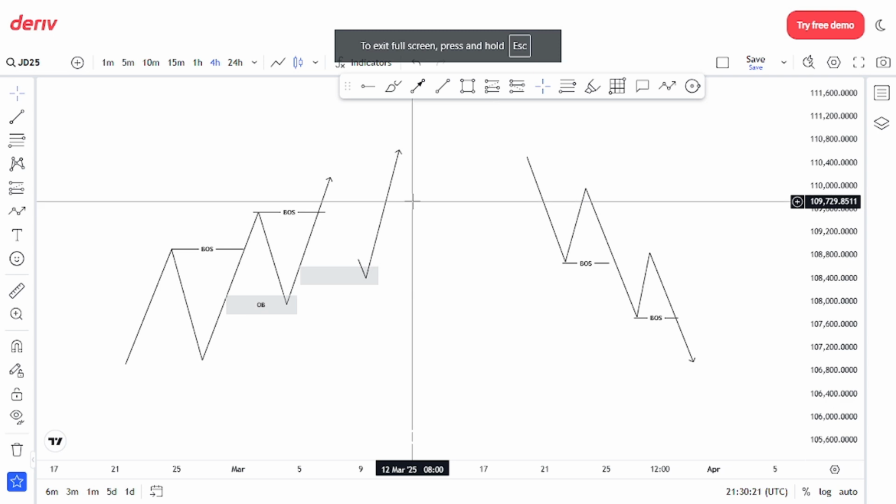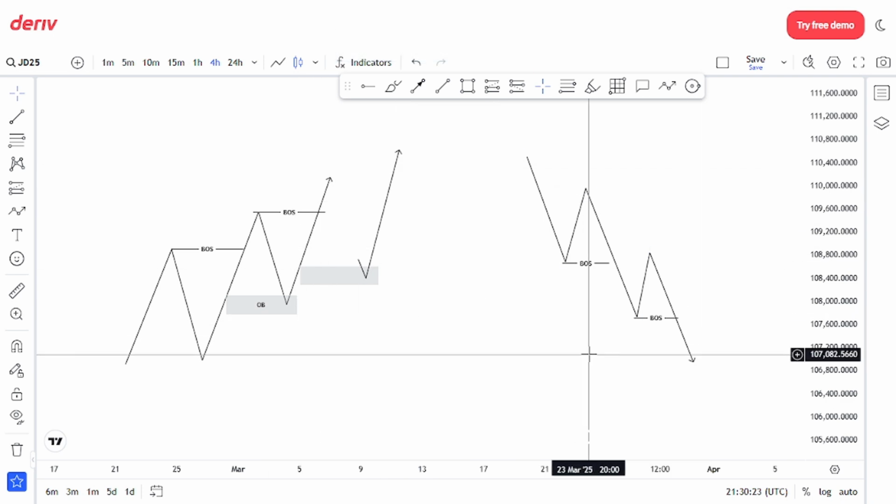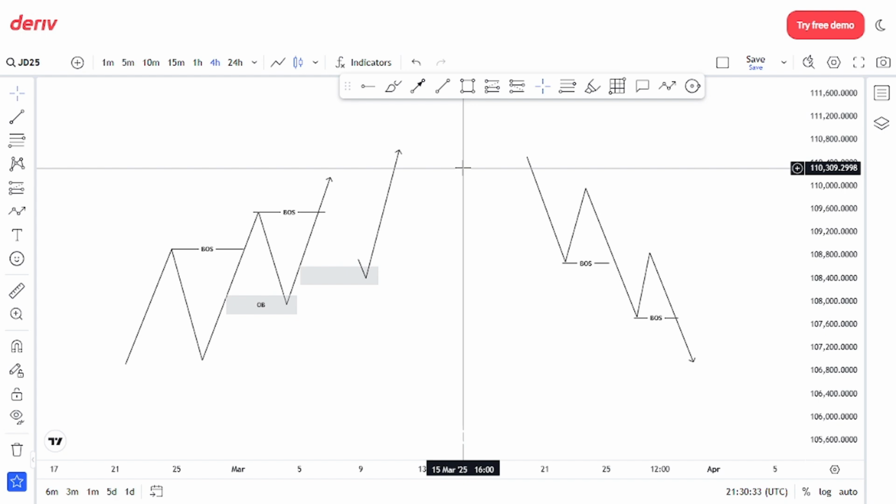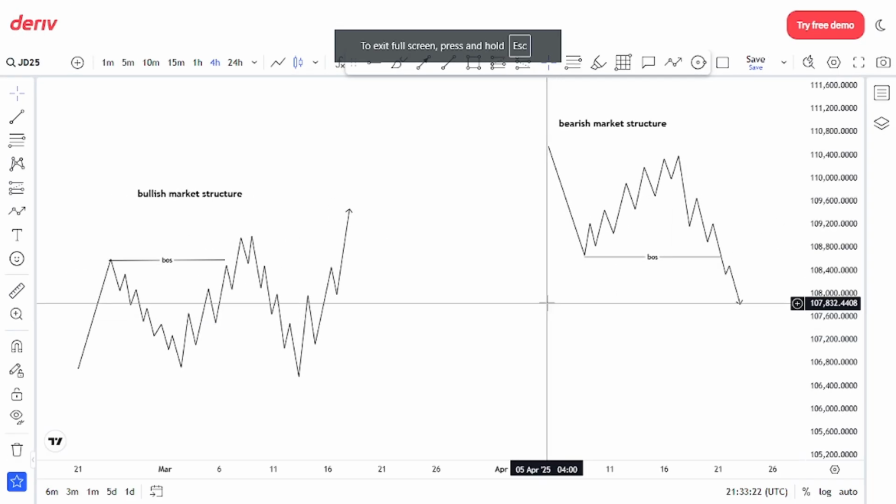If your mentor is teaching you market structure like this, tell him or her to get out of here! Because this is not market structure, guys. This is just an illustration of how market structure looks, just because market structure should look like this, guys. So this is how market structure should look.